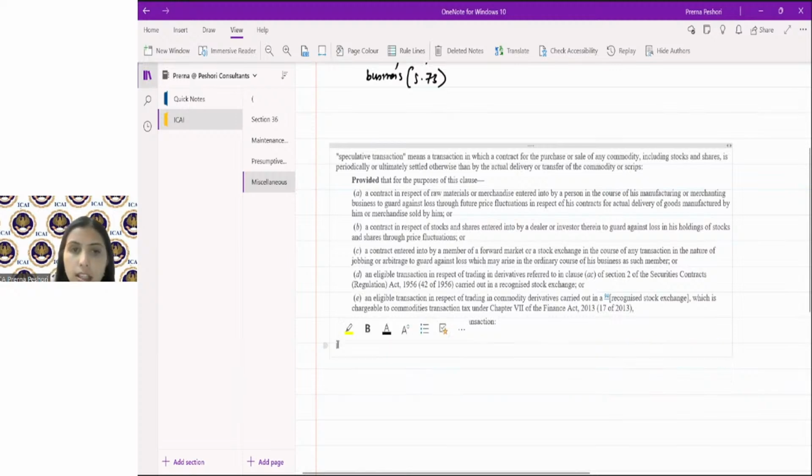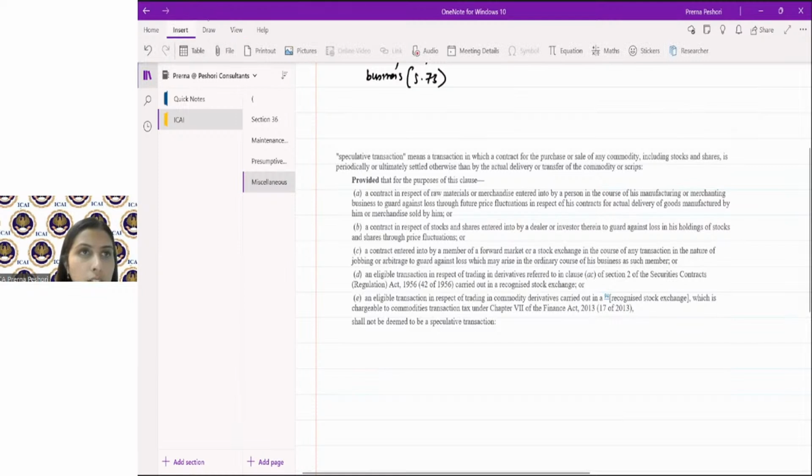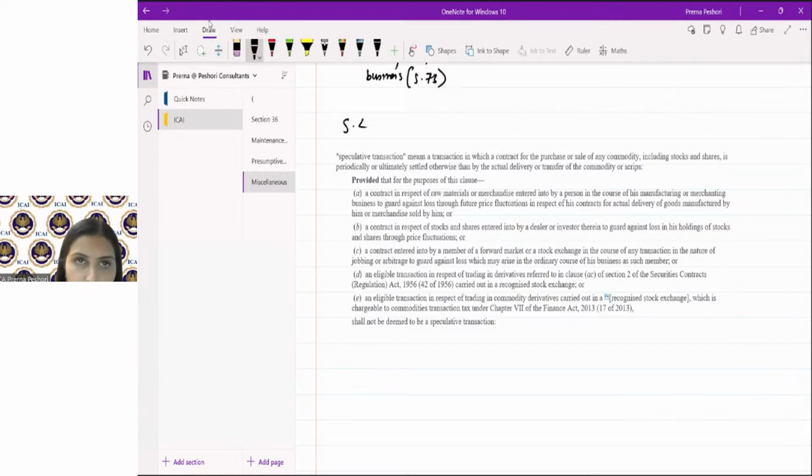You can see on the screen, this is your section 43.5.